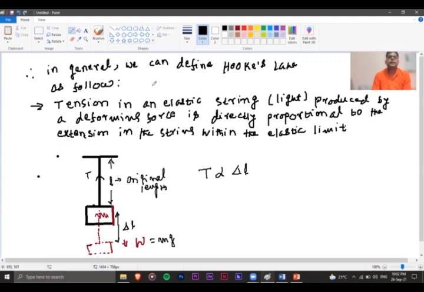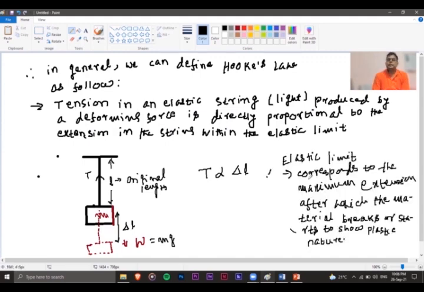So in general, we define Hooke's law as follows: tension in an elastic string, which is supposed to be light, meaning we don't consider the weight here, produced by a deforming force, meaning the external force, for example here W, is directly proportional to the extension in the string within the elastic limit. What is the elastic limit? It corresponds to the maximum extension after which the material either breaks or starts to show plastic nature. A plastic body is a body which doesn't regain its shape when the deforming force is removed. In contrast, an elastic body will regain its original shape when you remove the deforming force after extending or compressing it.